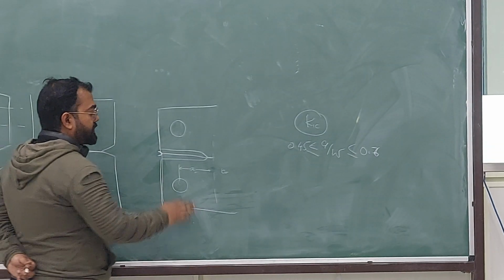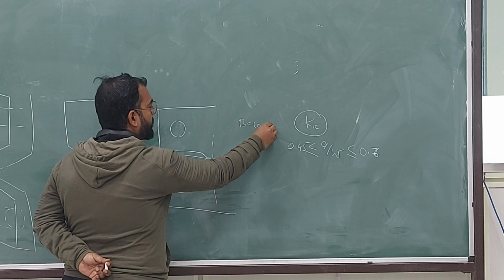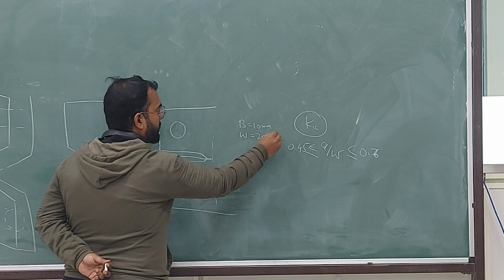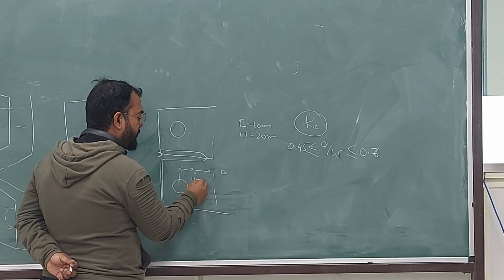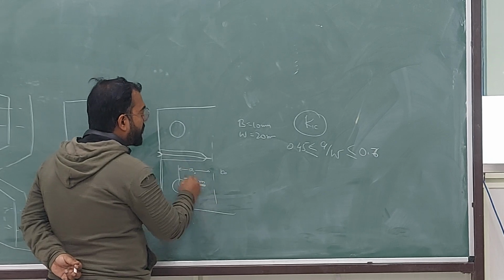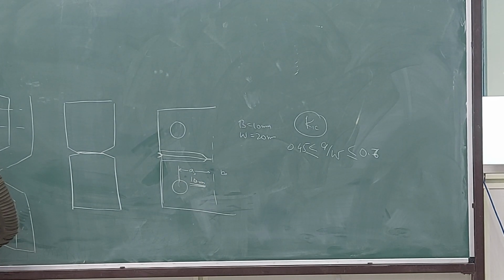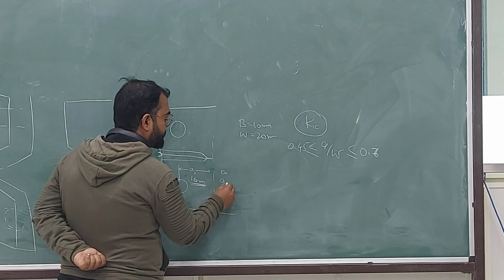So suppose your B is 10 millimeter, then W becomes 20 millimeter. Okay, so then the crack length you want to achieve also will be 10 millimeter. You want to achieve 10 millimeter for starting your test. Okay, so you will make a notch of 9 millimeter.